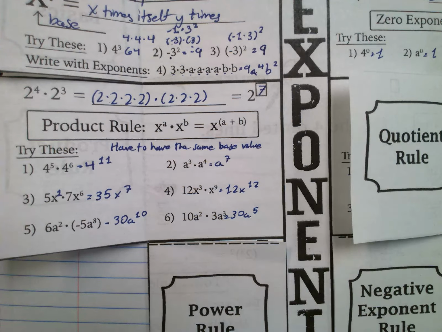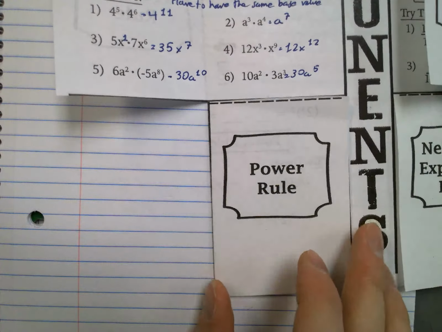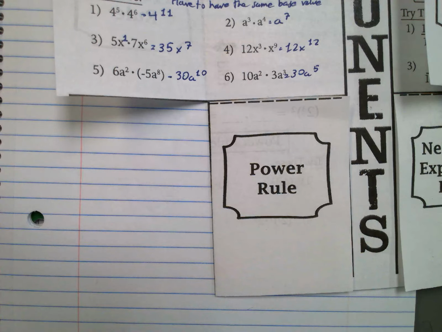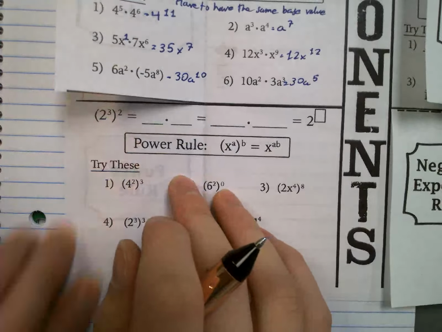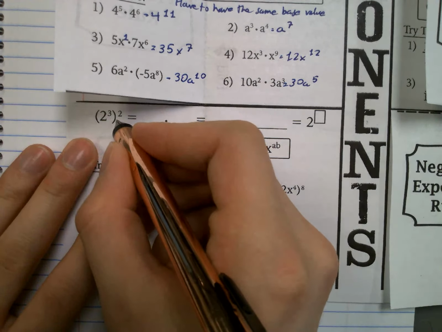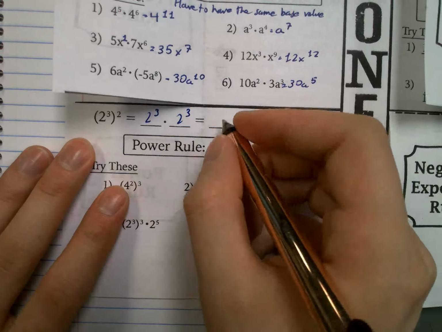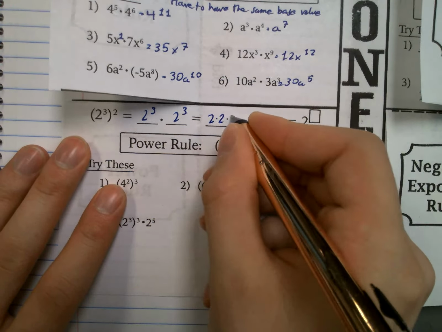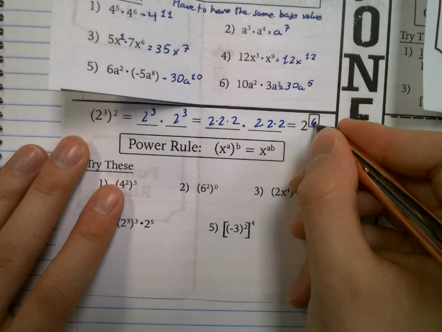All right. Any questions so far? No? All right. Let's talk about the power rule next. Okay. The power rule, instead of doing with addition, deals with multiplication with exponents. If I have 2 to the 3rd squared, that means I have 2 to the 3rds. And then expand these out. 2 times 2 times 2 times 2 times 2 times 2. And that gives me 2 to the 6th.